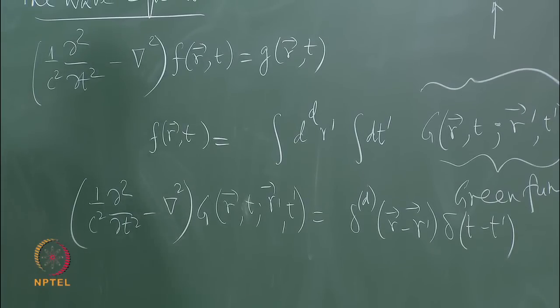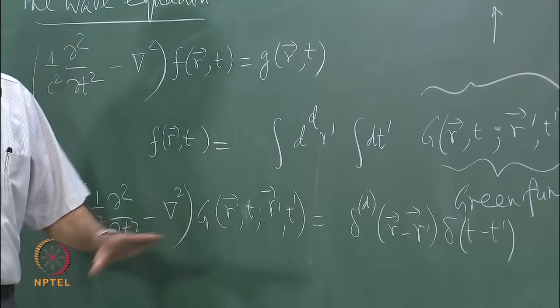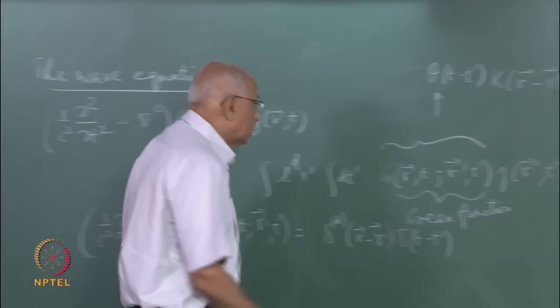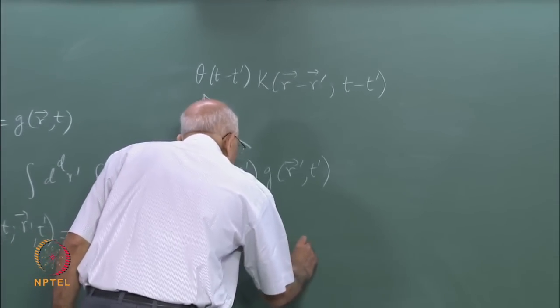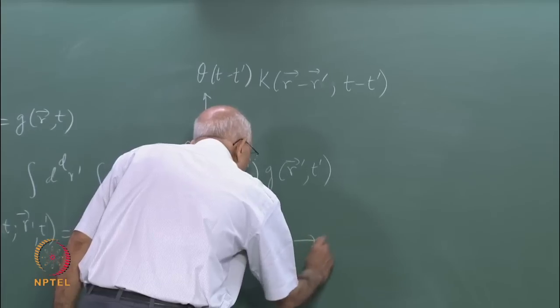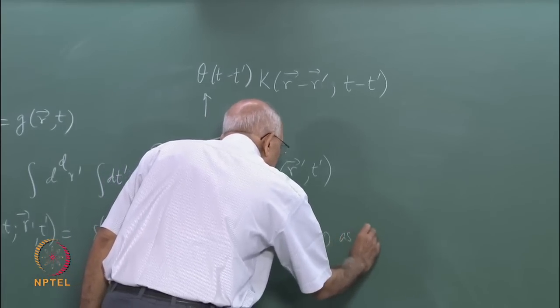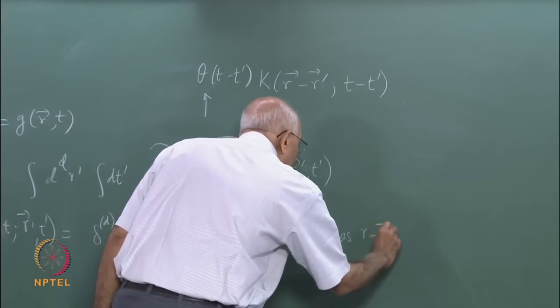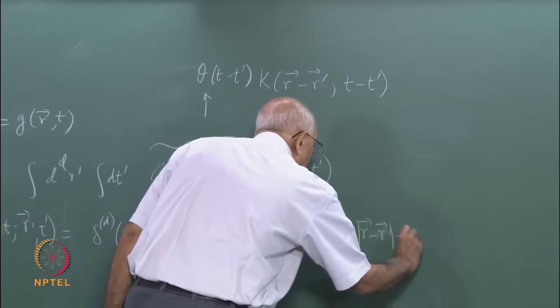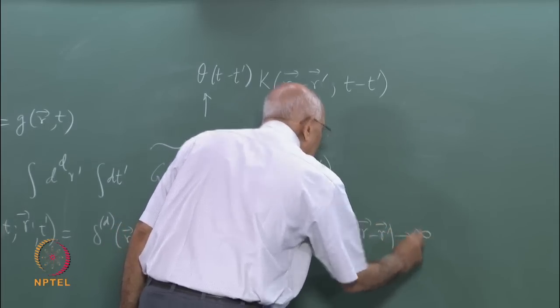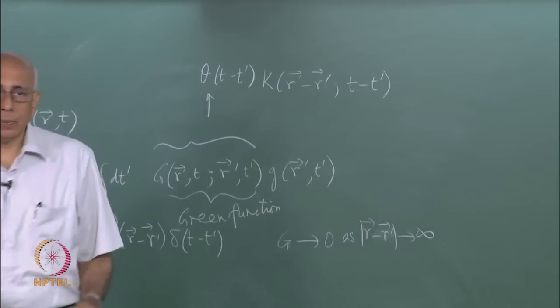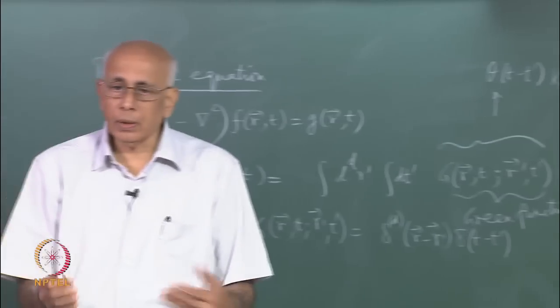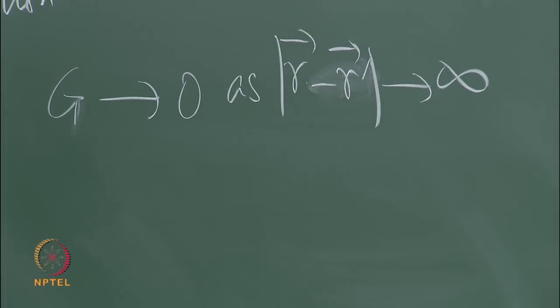Now as always, we look for a solution such that g goes to 0 as r minus r prime goes to infinity. So I want something that dies down at spatial infinity, as we've done in all the earlier cases. This is the natural boundary condition.